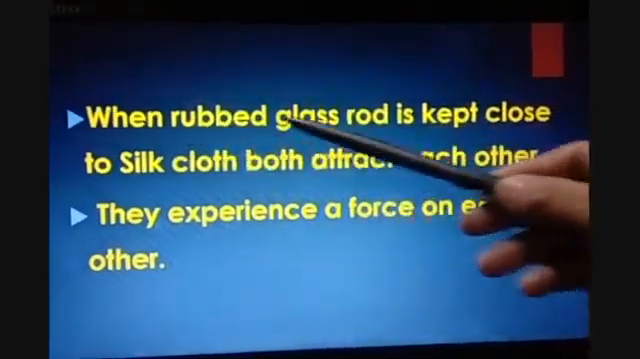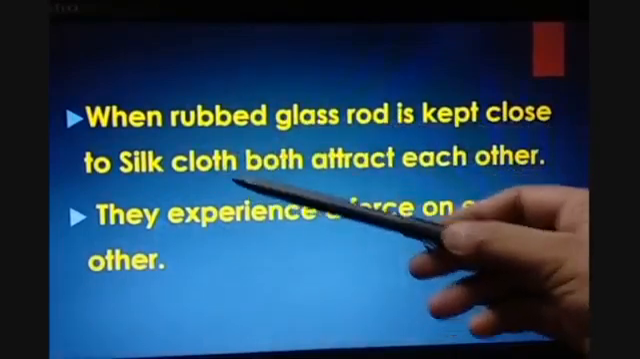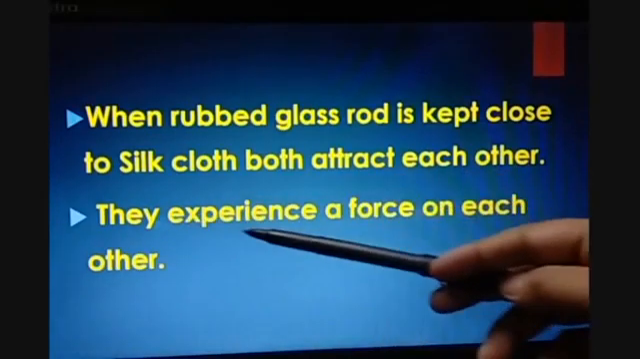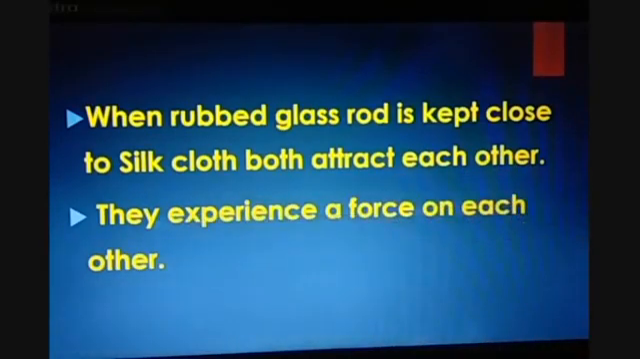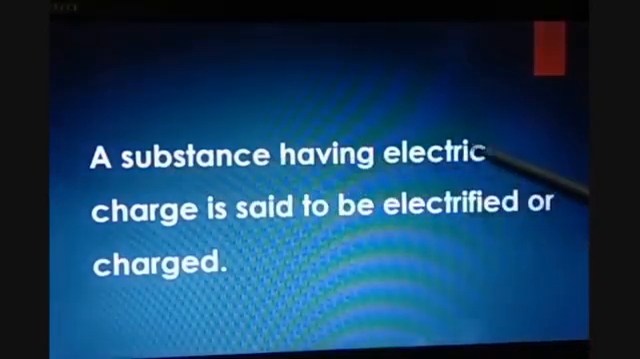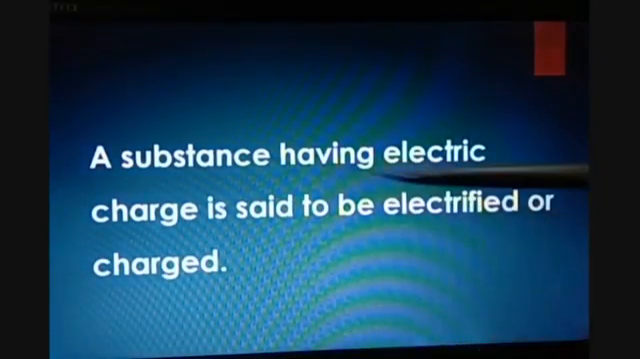So when the rubbed glass rod is kept close to silk cloth, both attract each other because they are having two different kinds of charges. They experience a force on each other, and that force is electrical force in nature. A substance having electric charge is said to be electrified or charged.